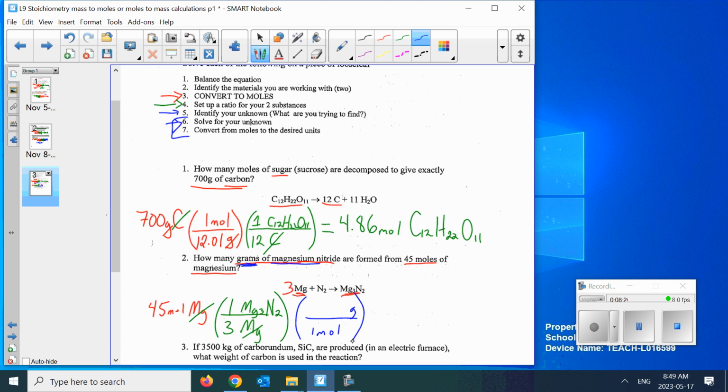The molar mass, what I'm thinking: 3 times the magnesium, 24.31, plus 2 times 14.01 for the nitrogen. 100.95. Okay, I'm done. I just need to toss it into the calculator. 45 divided by 1 times 3 times 24.31.